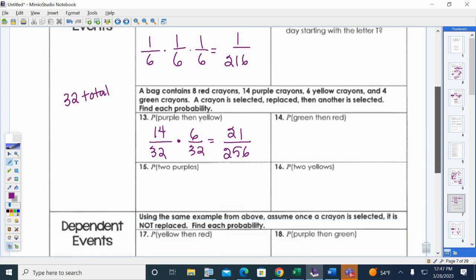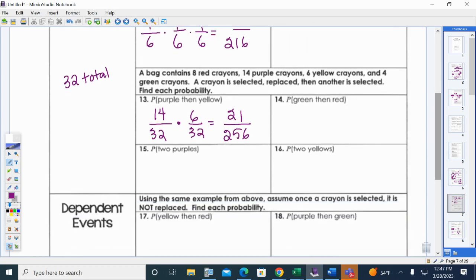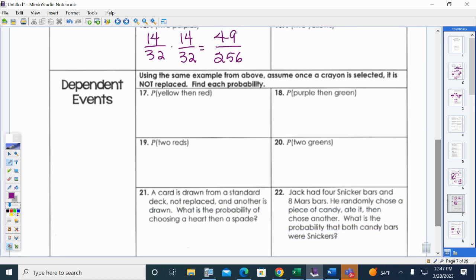I want to look at number 15 as well, the probability of selecting 2 purples. So again, this is completely independent. The probability of a purple, we've already said, is 14 out of 32. And then I'm going to put that crayon back. So the probability of selecting a second purple is again 14 out of 32 for a total of 49 out of 256. So let's jump to our dependent events.